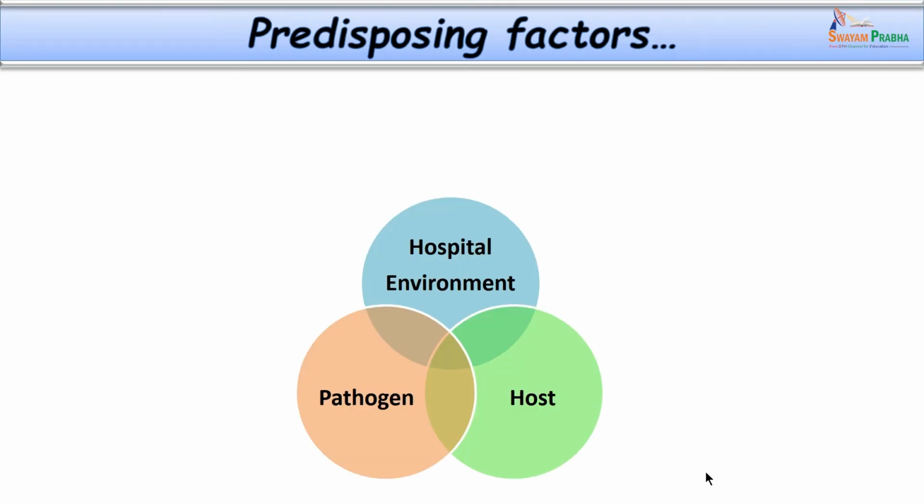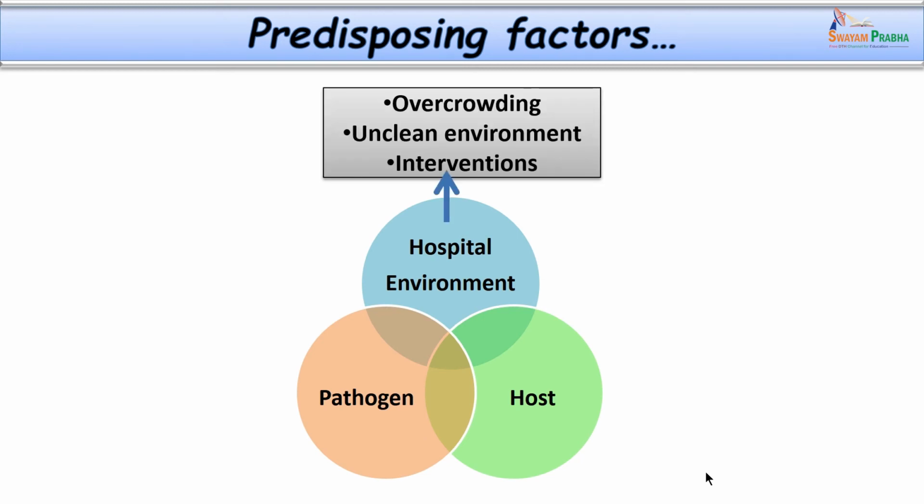After having learnt the mode of transmission, let us see what are some predisposing factors. Not all of them who get admitted in the hospital usually develop any infection. What are those people who have more predilection for development of such infection? Again, as I said, there are some patient factors, hospital factors, and pathogen factors. What are those factors related to the hospital environment itself? Overcrowding, it can be because of unclean environment or due to any interventions.